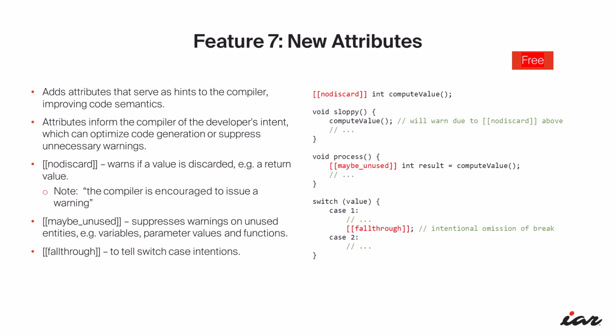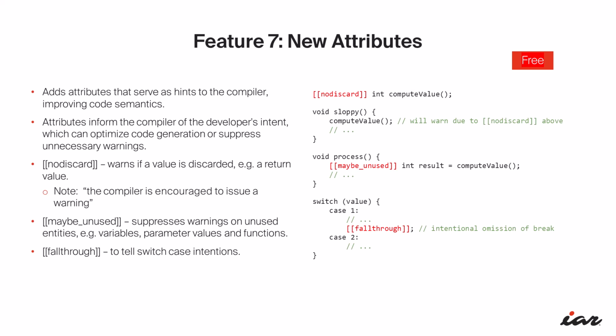The second attribute is called maybe_unused, meaning that a value may be unused, and that's okay. Then we have an attribute that is used in switch cases that is called fallthrough, that tells the compiler that the switch case will not have a break and fall through to the next case statement.